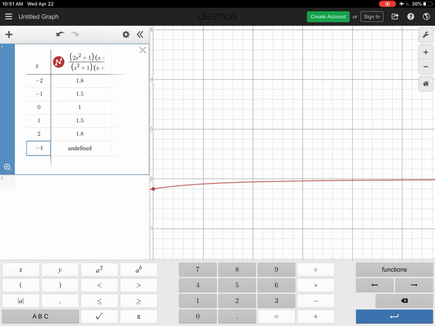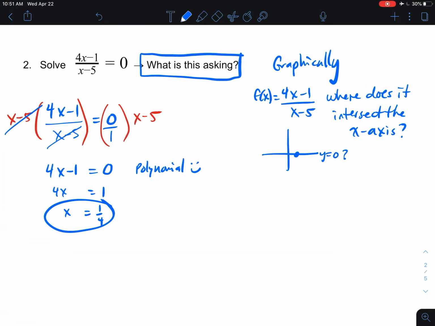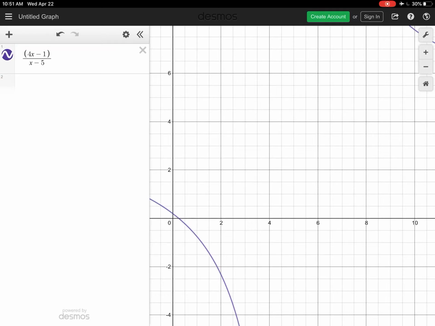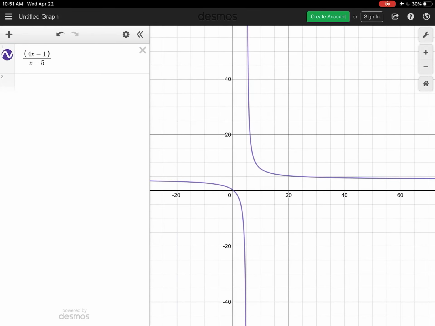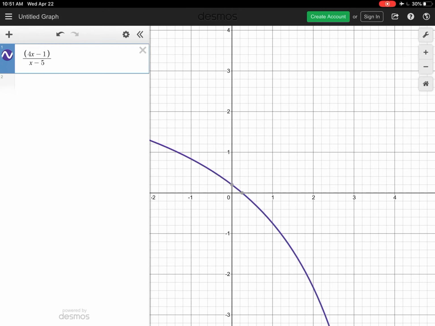Now I know, again, super easy example to start with, and that's okay. I just want to look at it on Desmos real quick, just to really hammer that home so everybody's on the same page. (4x minus 1) over, I forget what it was, x minus 5. Okay, so that graph looks like this. Beautiful. And then we can see that it's equal to 0 at x equals 1/4, 0.25. Cool. So we can see that our answer is correct, just graphically.